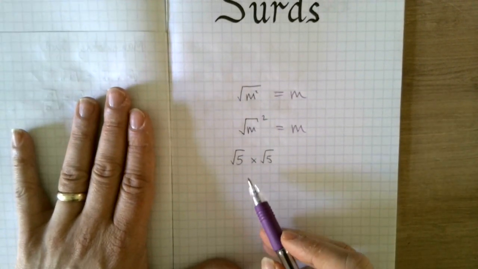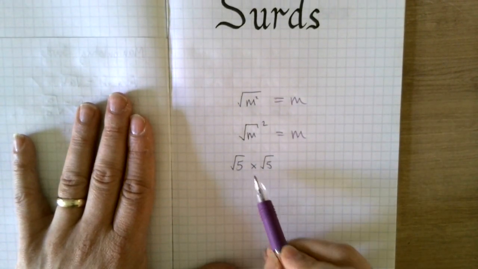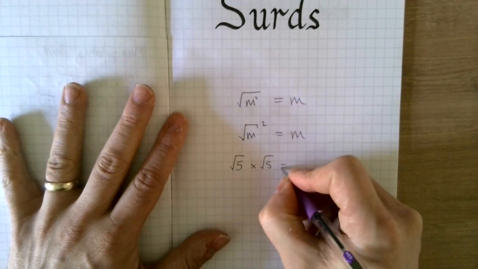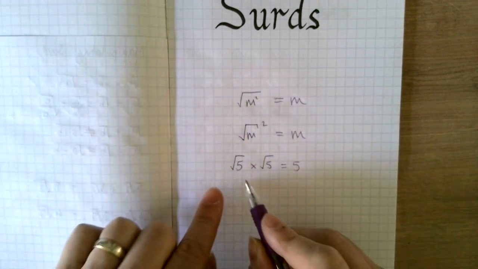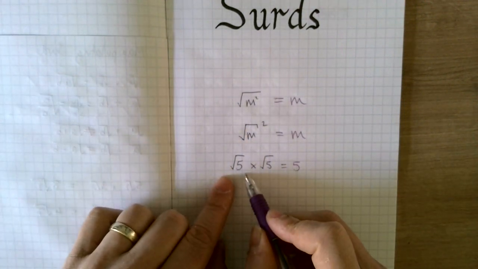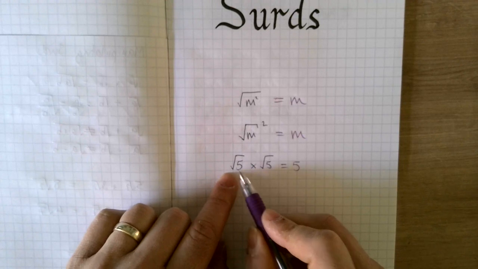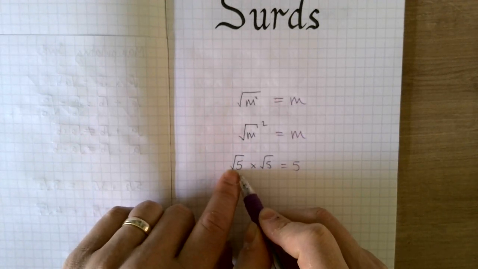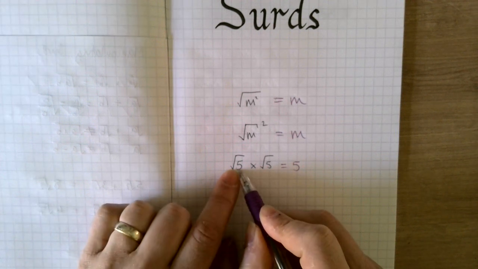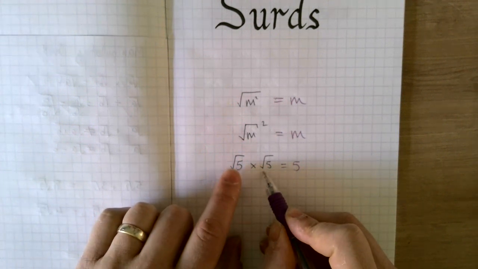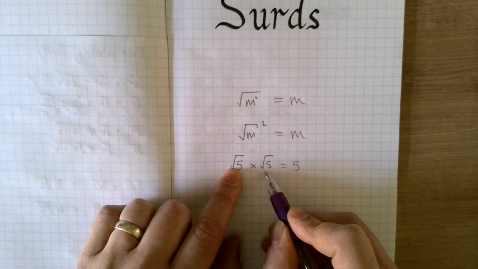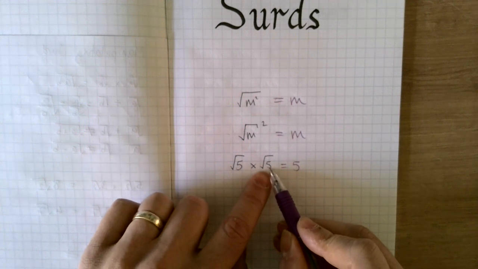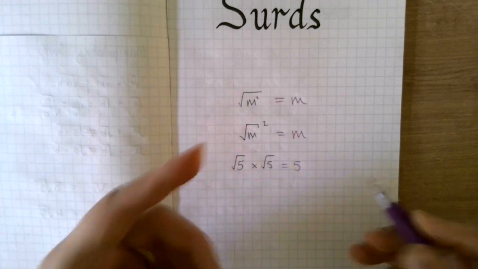And it's things like this. This is the real test. Root 5 times root 5 is, well, it's 5. That's what square root means. Square root means what number do I have to times by itself to get this thing here? So the square root of 5 is the thing that I have to times by itself to get 5. And here I am timesing it by itself. This is the square root of 5 times the square root of 5. Or the thing I have to times by itself multiplied by the thing that I have to times by itself to give me 5. Well, it's 5.